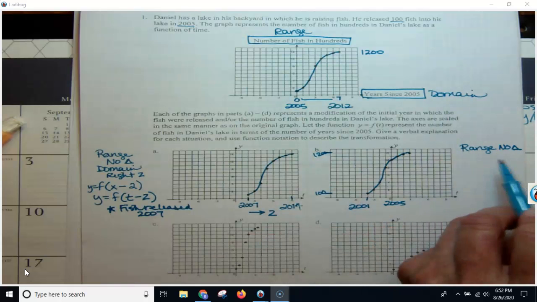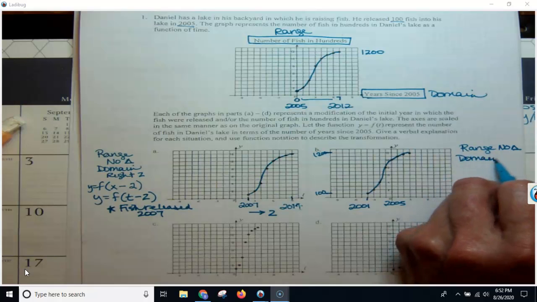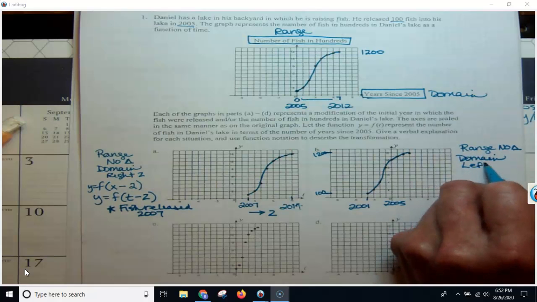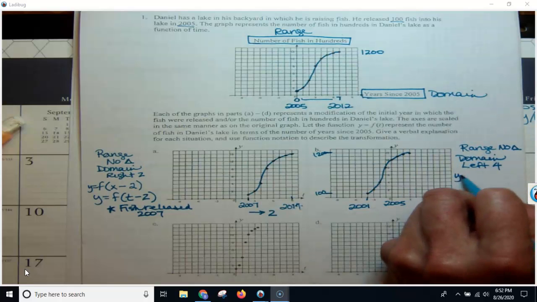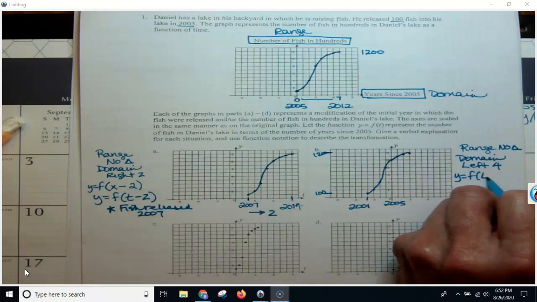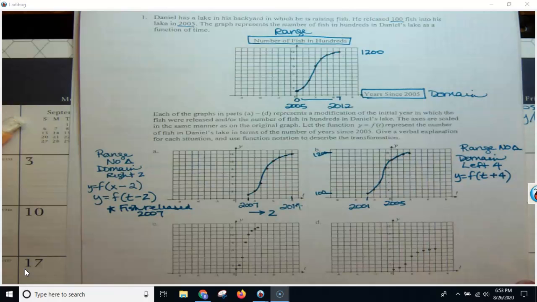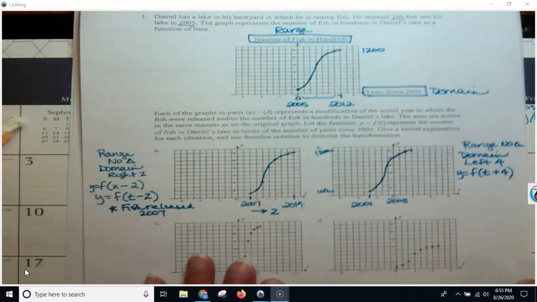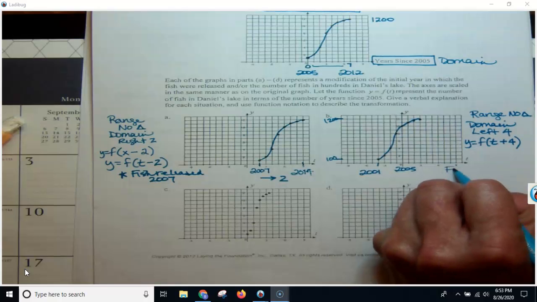So let's figure out how we would write that. We know the domain has shifted left 4. So we're going to write that as y equals f of t plus 4. And this just means that the fish were released in 2001, but they grew exactly the same.